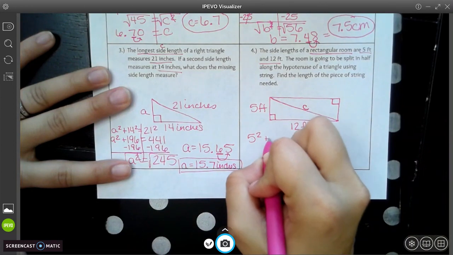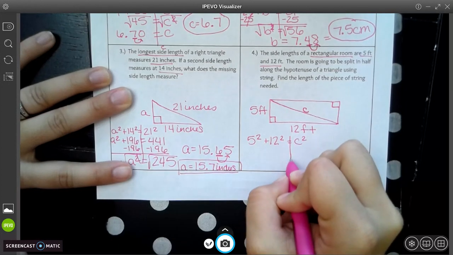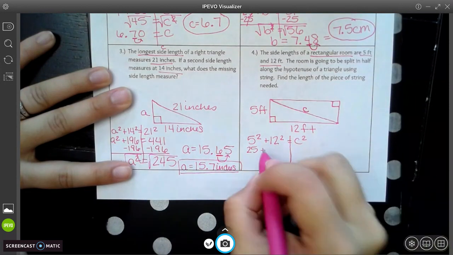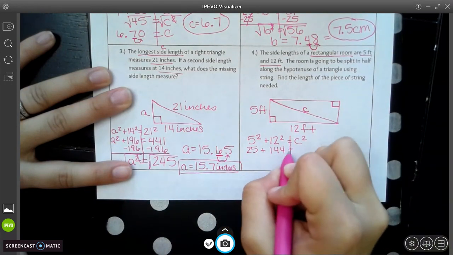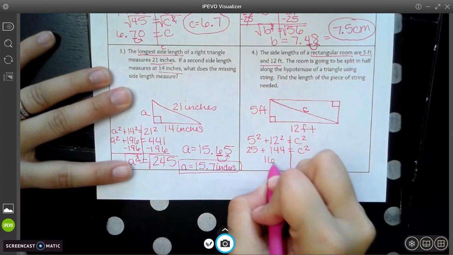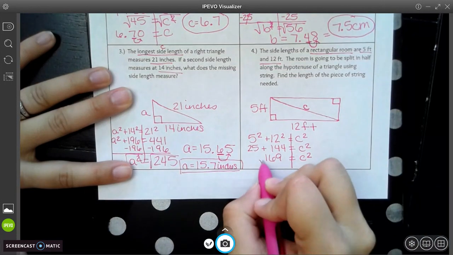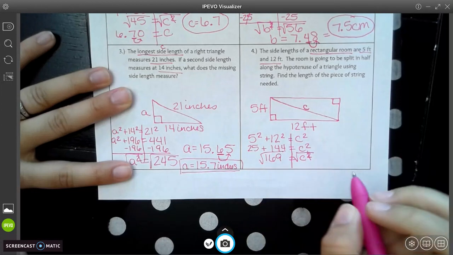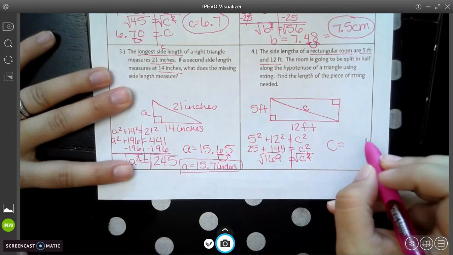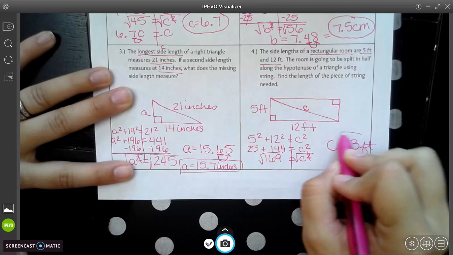So 5 squared plus 12 squared equals c squared. 5 squared is 25. 12 squared is 144. Add those together, we get 169 equals c squared. Square root both sides to get the c by itself. This one does come out to be a whole number, so c is equal to 13 feet.